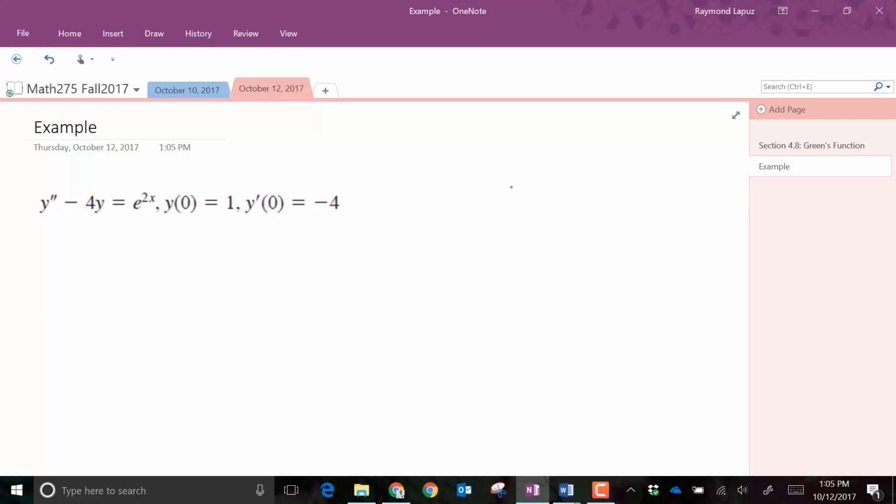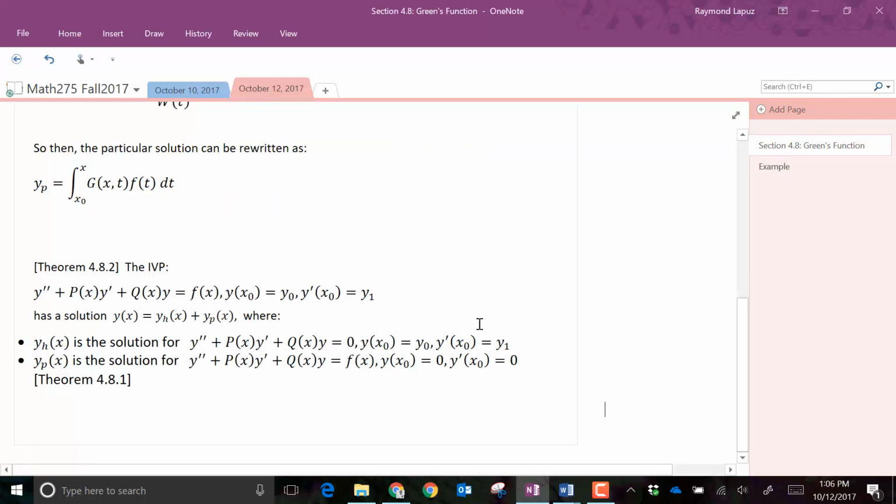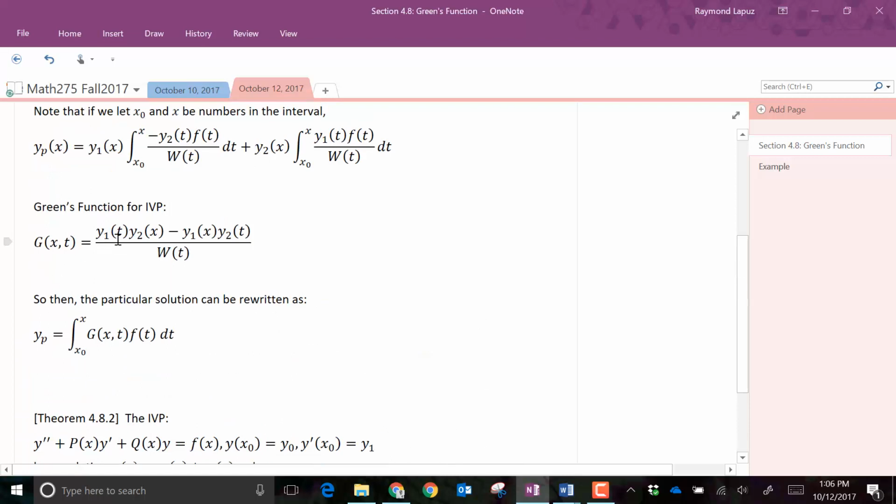I forgot Green's function already. How's it go? So let's try to identify Green's function. And it has something with an x and something with a y and a t. All right, yeah, that's helpful. So y1 has a t, y2 has an x, and then they switch orders, and then divided by W. Okay.